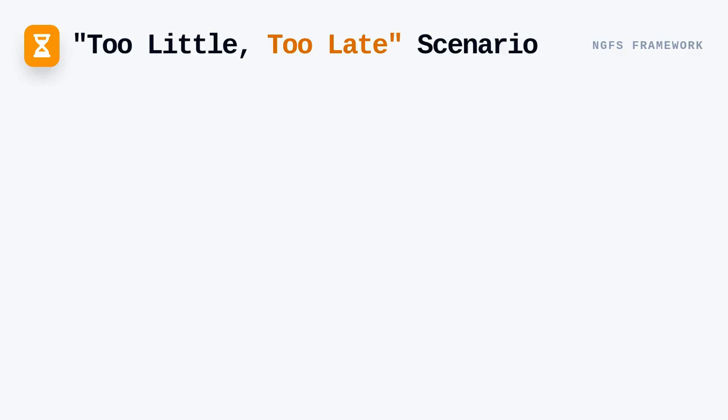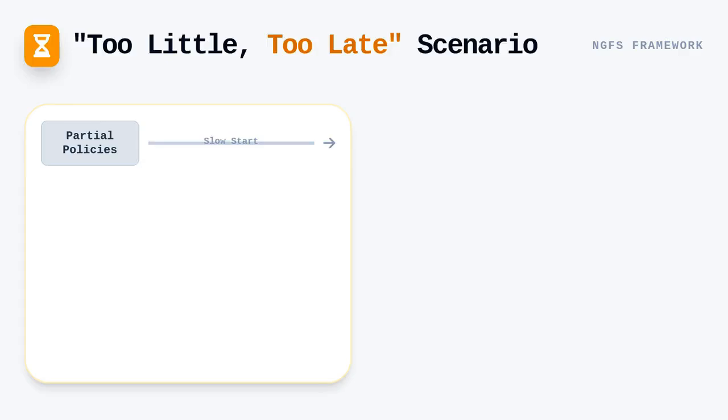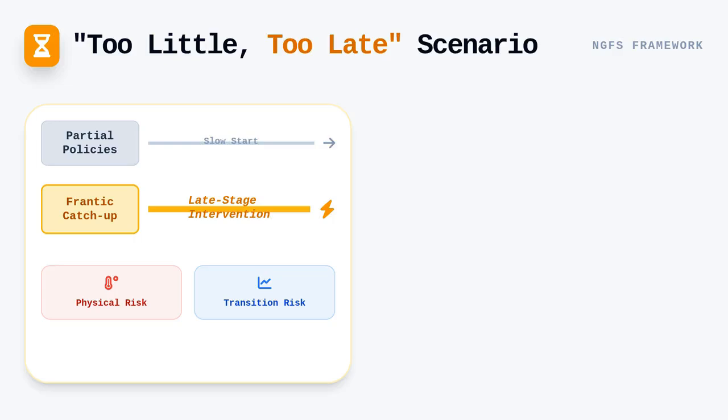Finally, the too little, too late category serves as a distinct variation that acknowledges the reality of partially implemented policies followed by a late-stage, frantic attempt to catch up. This pathway attempts to balance some, but not all, of the risks associated with both physical and transition factors. It underscores the difficulty of managing two competing pressures simultaneously: the pressure to mitigate emissions through late-stage intervention and the pressure to adapt to the physical realities of an already warming world.